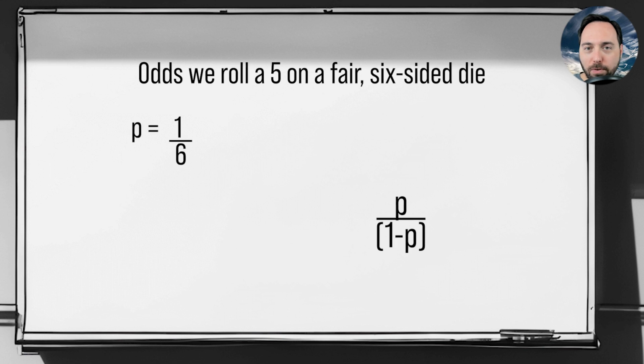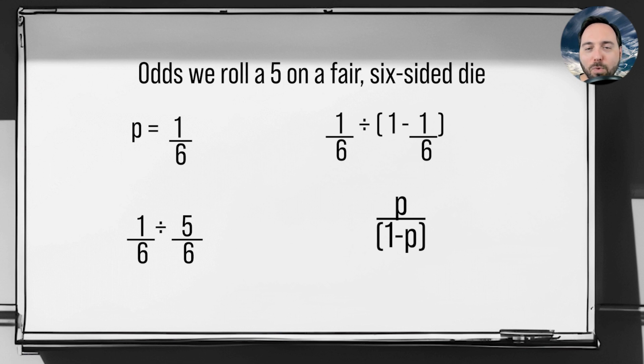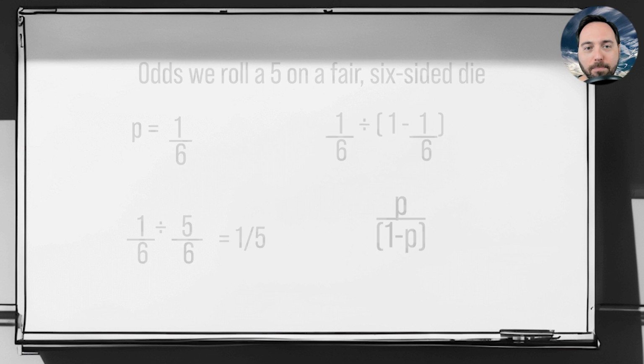P is equal to 1 over 6. Thus, we have the quantity 1 divided by 6 divided by the quantity 1 minus the quantity 1 divided by 6. Simplifying terms a little bit, we end up with the quantity 1 over 6 divided by the quantity 5 over 6. The 6s cancel out, leaving us with odds of 1 over 5. In the US, we most commonly hear odds like this described as something like 5 to 1 against.